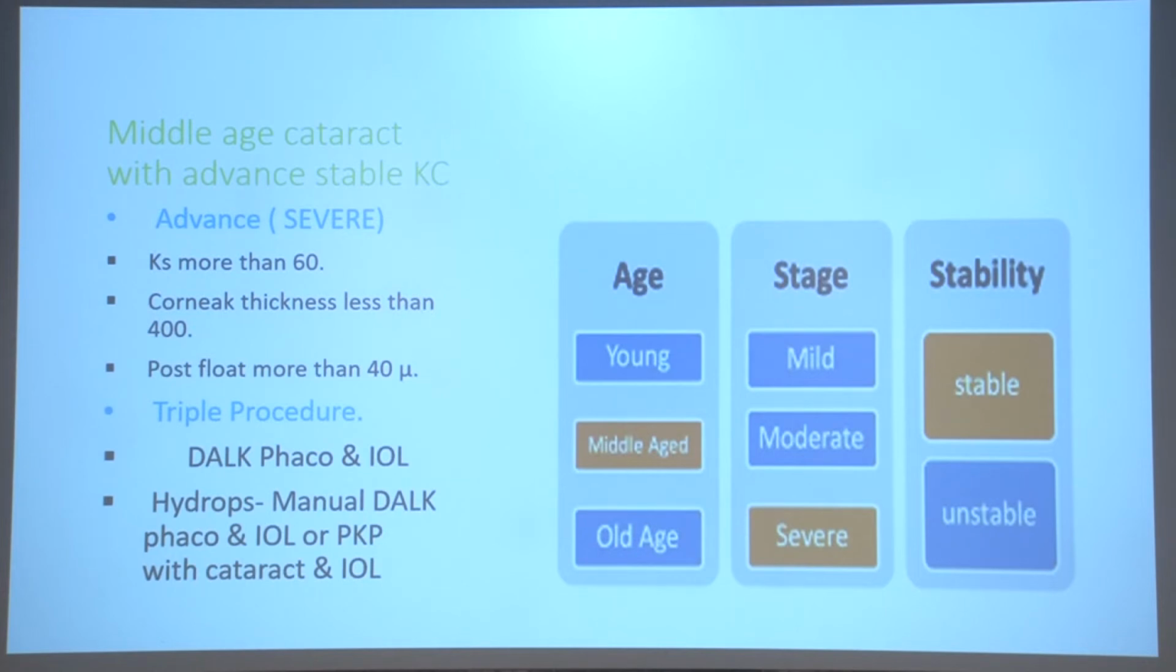Supposing you have a middle-aged patient with advanced but stable keratoconus. Why would you say advanced? Well, the Ks are more than 60, the corneal thickness is less than 400, and the posterior float is more than 40 microns. You might consider doing a triple procedure, DALK, phaco, and IOL. But frankly, after this surgery, it hardly matters whether the patient is -2 or -3 or -4, because these patients are struggling to get 6/18, 6/12 vision.